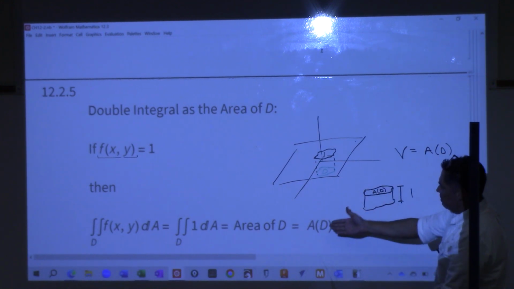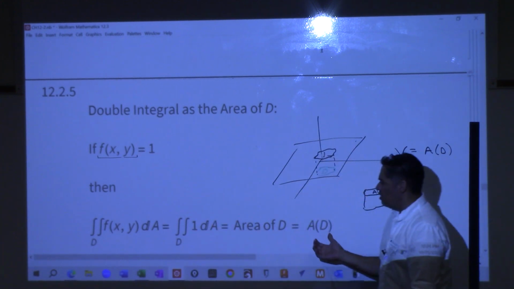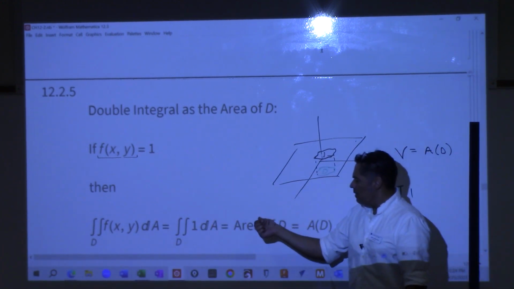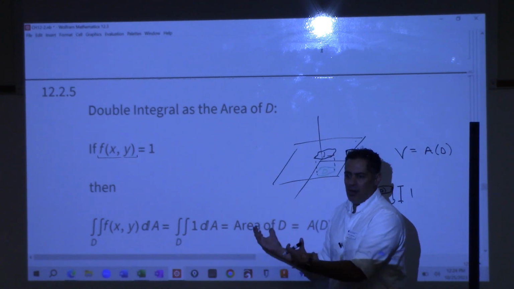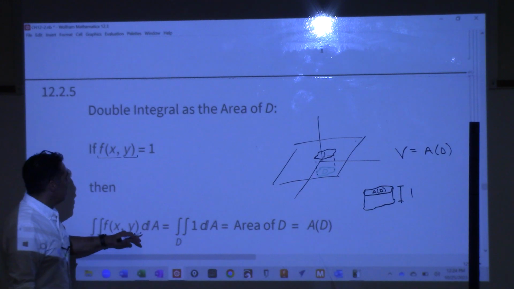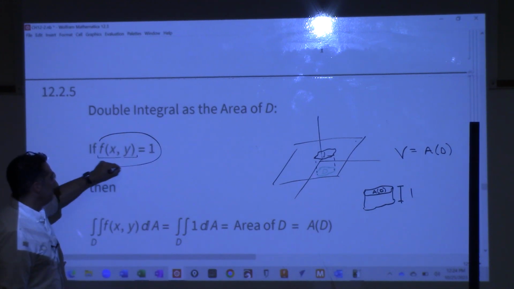But that's what we're saying. The volume is equal to the area numerically. Numerically, it's the same answer. So if you get an answer of 2 here, that means the area on the ground is 2. This is a unique property of double integrals, but it only works when your surface function is 1.